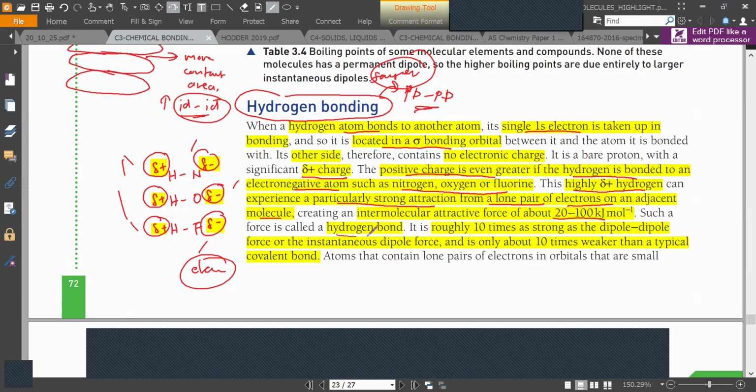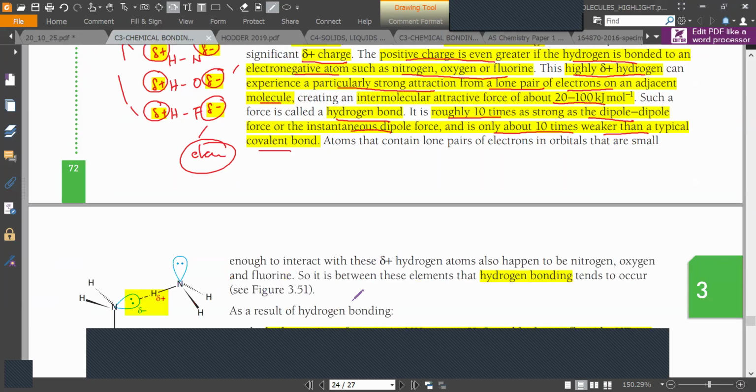We call it hydrogen bond. It is roughly 10 times stronger than the dipole-dipole or the instantaneous dipole, but about 10 times weaker than a typical covalent bond. Compared to a typical covalent bond, it's still weaker.